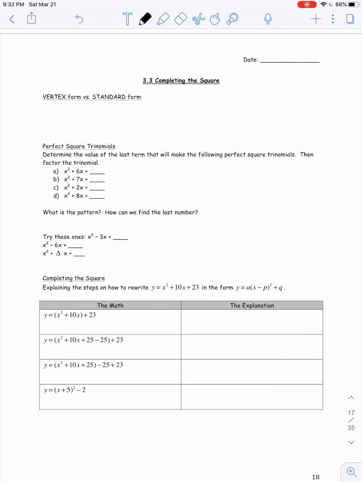Hey Math 20-1 students, we're going to look at lesson 3.1, completing the square. So we're going to be comparing vertex form to standard form, and our goal is to be able to go from standard form to vertex form.